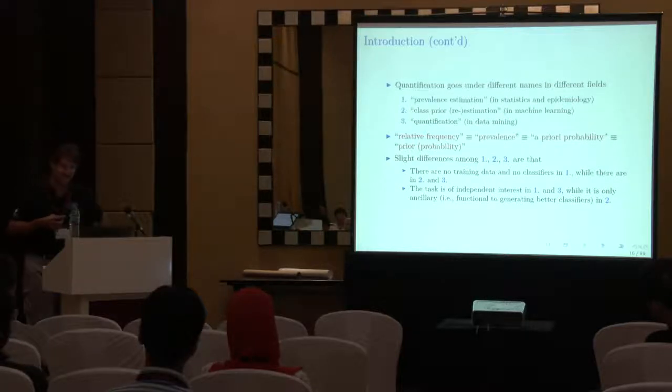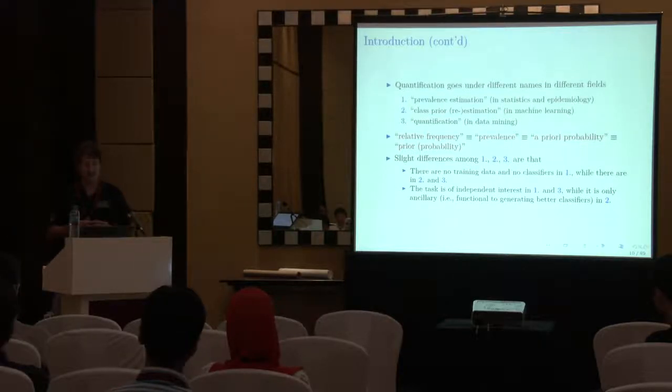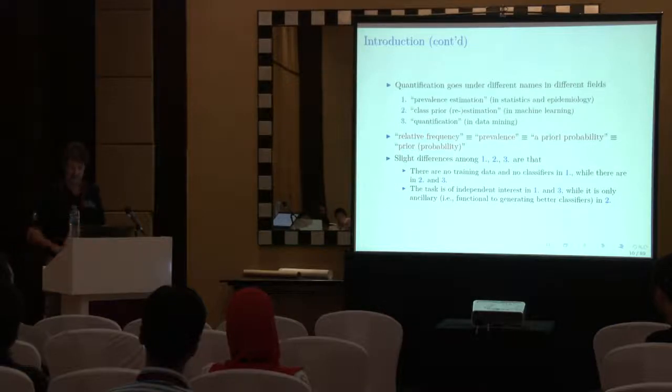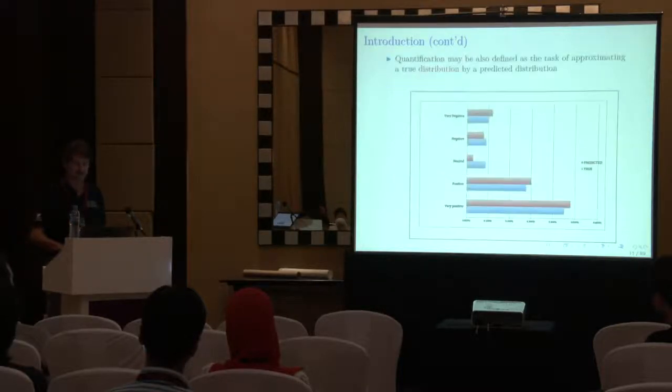And a second difference is that quantification as a task is a task of independent interest in the first and the third field, statistics and data mining, while in machine learning, it doesn't have independent interest, but is actually performed only with the goal of improving classification accuracy. So it's, in a sense, ancillary to classification.